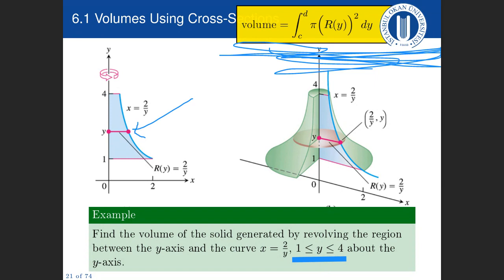The right-hand end of this pink line is at x equal to 2 over y, and the left-hand end is at x equal to 0. So we do right-hand end minus left-hand end: 2 over y minus 0. The radius is going to be 2 over y minus 0, or 2 over y.